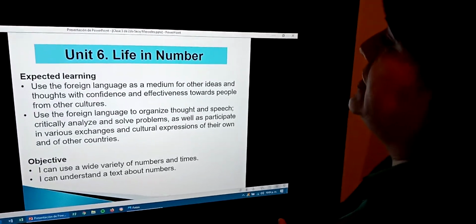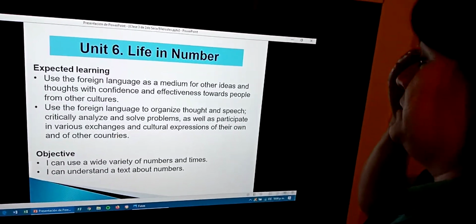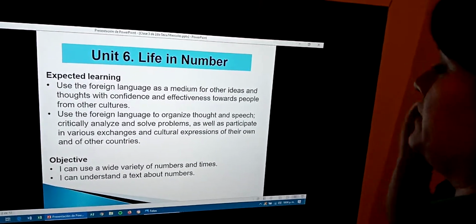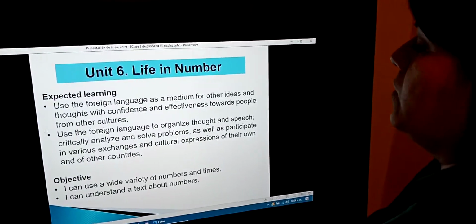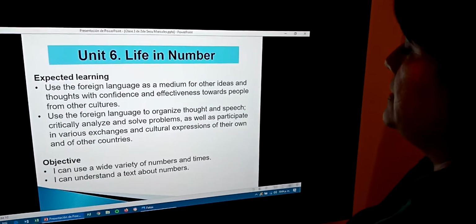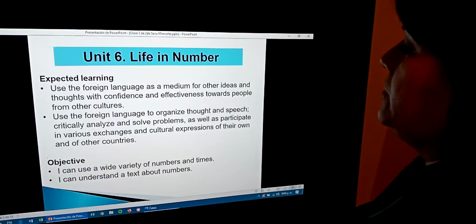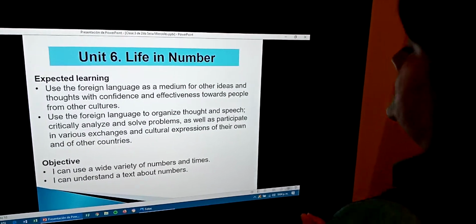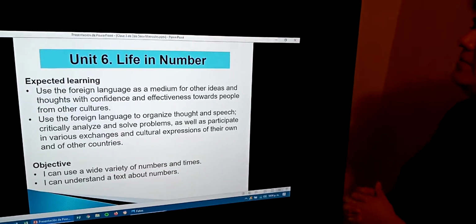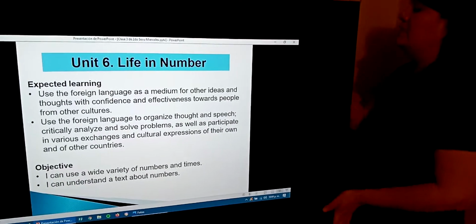Let's see Unit 6, Life in Numbers. Objective point number 1 is I can use a wide variety of numbers and times. And then point number 2, I can understand a text about a number. Okay? Let's see what it is.